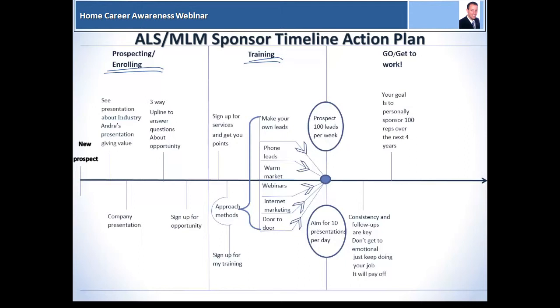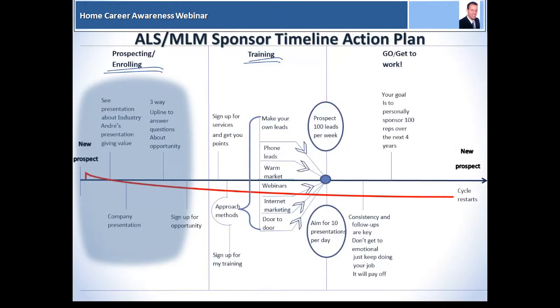Here's how you get started. Again, once you become good at something, your percentage of sales will increase compared to the amount of people that you meet. And then over here, the line comes back to new prospect, cycle, restart. So your job, when you're figuring this all out, is to take that new person, bring him over here, all the way in the back, start him.